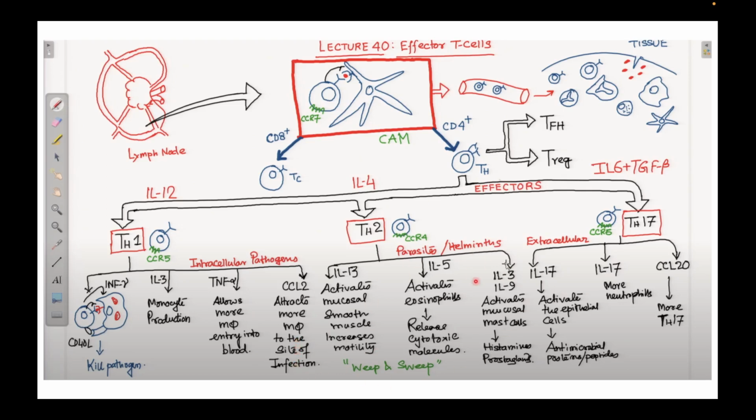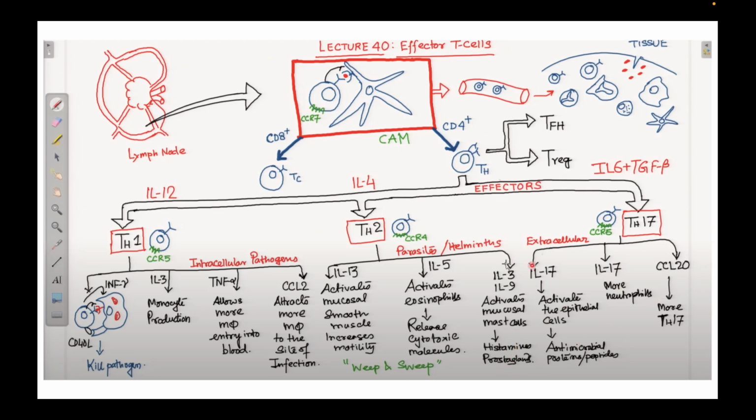The Th2 type cells kill the parasites or helminths. Under the action of interleukin 13, it activates the mucosal smooth muscle and increases motility. Under the action of IL-5, it activates the eosinophils, which release cytotoxic molecules. Under the effect of IL-3 and IL-9, it activates the mucosal mast cells, and histamine and prostaglandins are released.